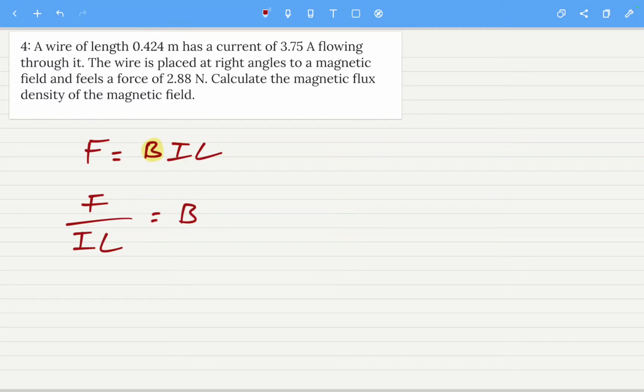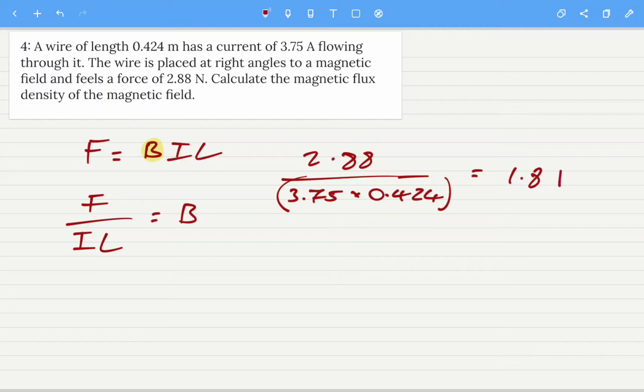Then it's just a matter of putting the numbers in. So the force, 2.88, divided by current, which is 3.75, times the length, 0.424. Put that in your calculator, and that gives us 1.8 Tesla, which, although that's a high magnetic flux density, it's not outside the realms of possibility.